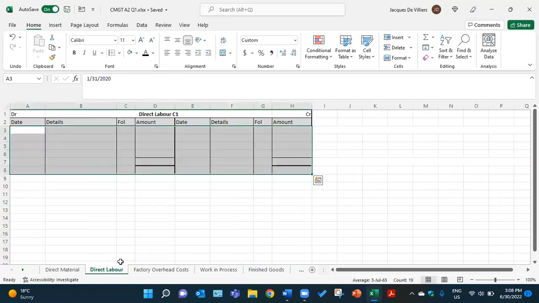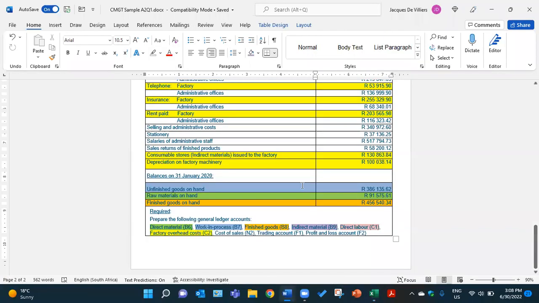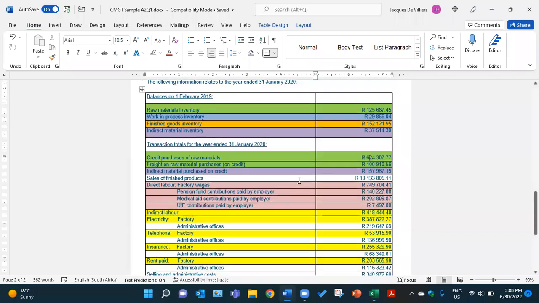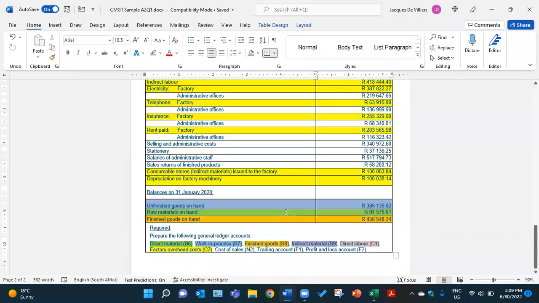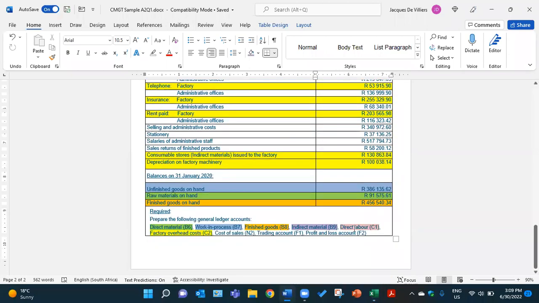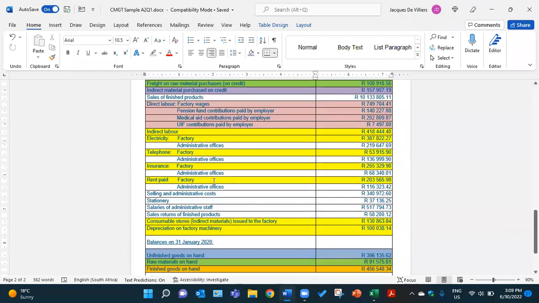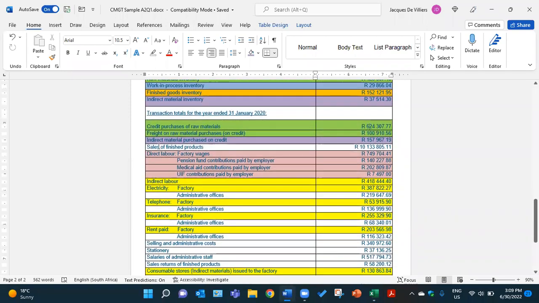Now I need to do the direct labor. Let's go to our Word document again. Now, direct labor, what did I choose here? Okay, I said direct labor was a pink color like this. And I go and I look and I say, here we have it. Direct labor is given for us. It was the company wage, factory wages. It was the pension fund contributions, the medical aid contributions, and the UIF contributions that's paid for by the employer. So our entire salary expense for our direct labor is lying here.